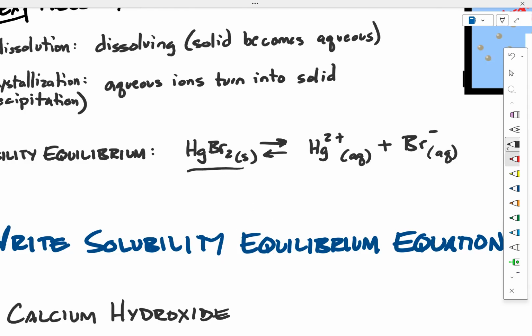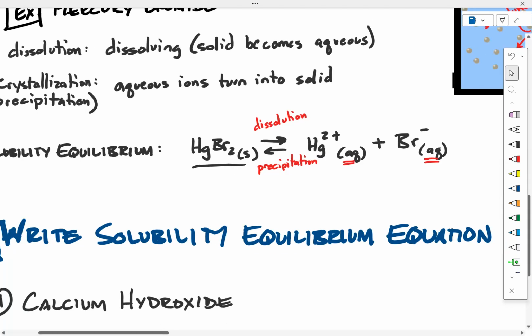And then as we move from left to right, we're dissolving it. So that top arrow represents dissolution, forming the ions out of the solid. The ions, note, are aqueous. So these are dissolved. The right side represents a solution. But then at the same time as dissolution occurs, we also have precipitation going on as you take those ions and turn them back into a solid. And those go on in equilibrium.